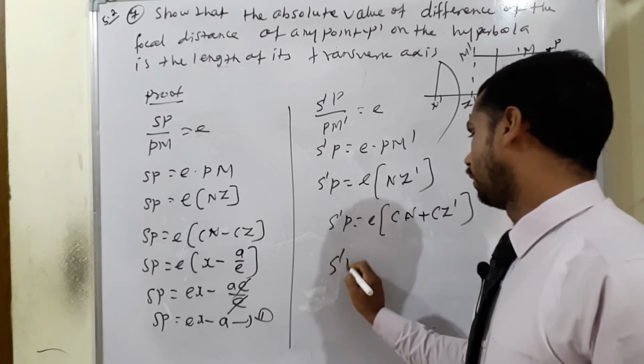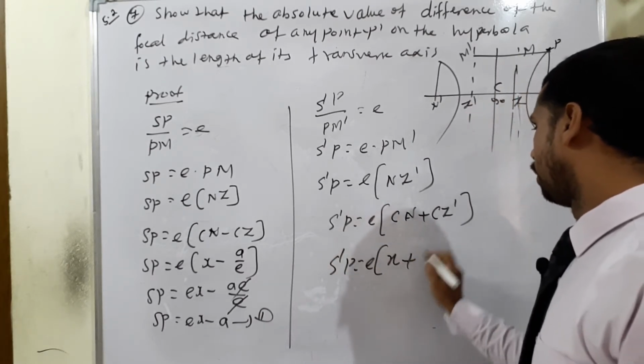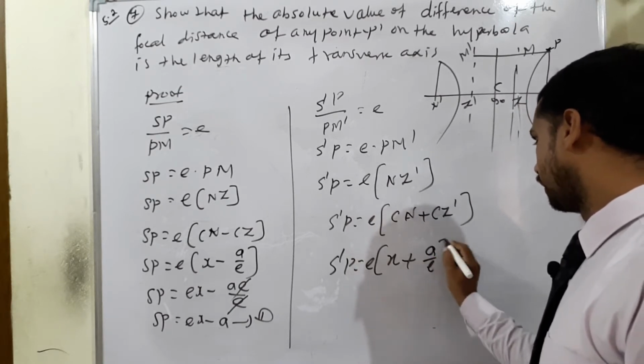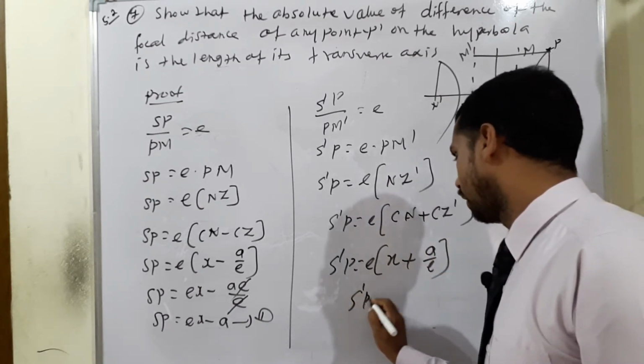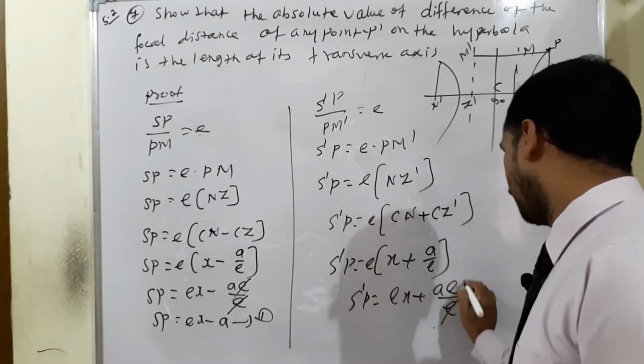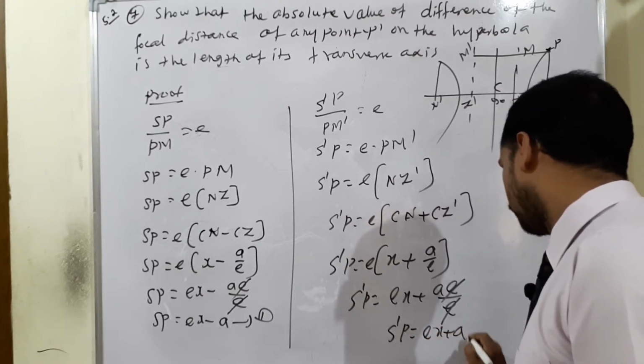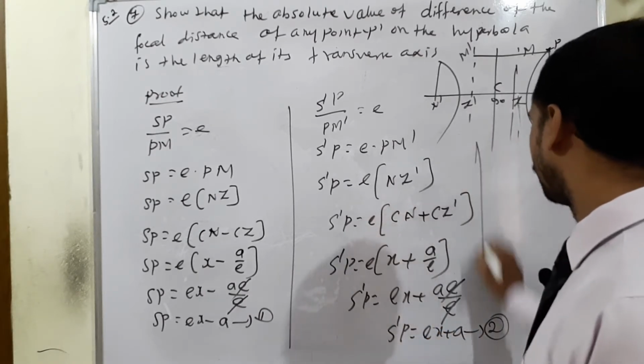Okay. Again, S dash P is equal to E into Cn, means already we know x plus Cz dash, means the directrix A by E. Again, S dash P is equal to E into (x plus A by E), so E cancels. Therefore, S dash P is equal to Ex plus A. This is considered equation number 2.